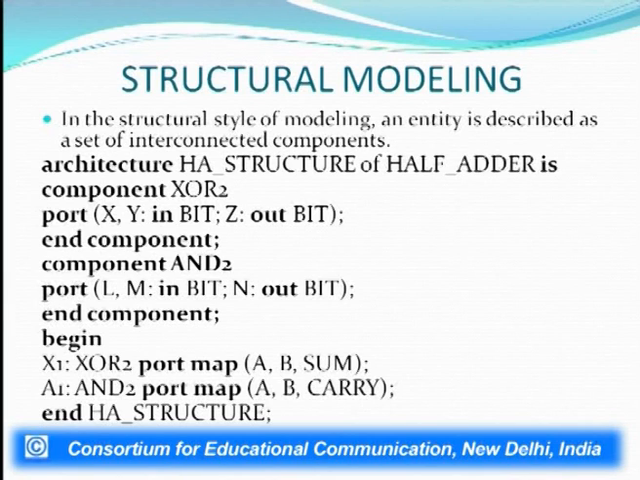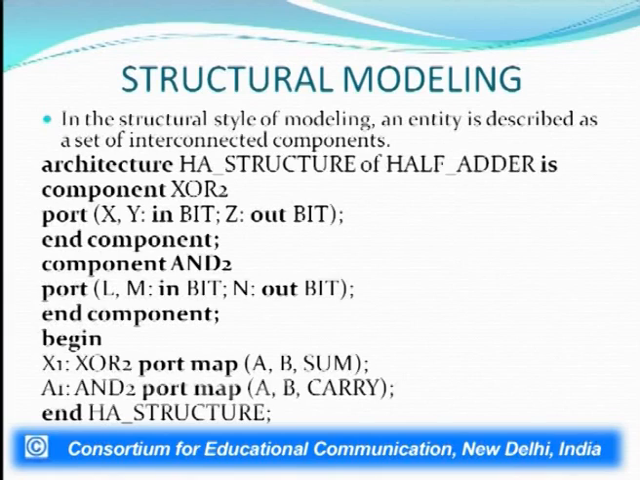So, how I start writing an architecture is I give a name to this particular architecture. So, I say architecture, for example, HA underscore structure. I can give any name. I can say half add, I can say H add, or whatever is the user requirement of half adder. Half adder is now the name of the entity that I have declared.